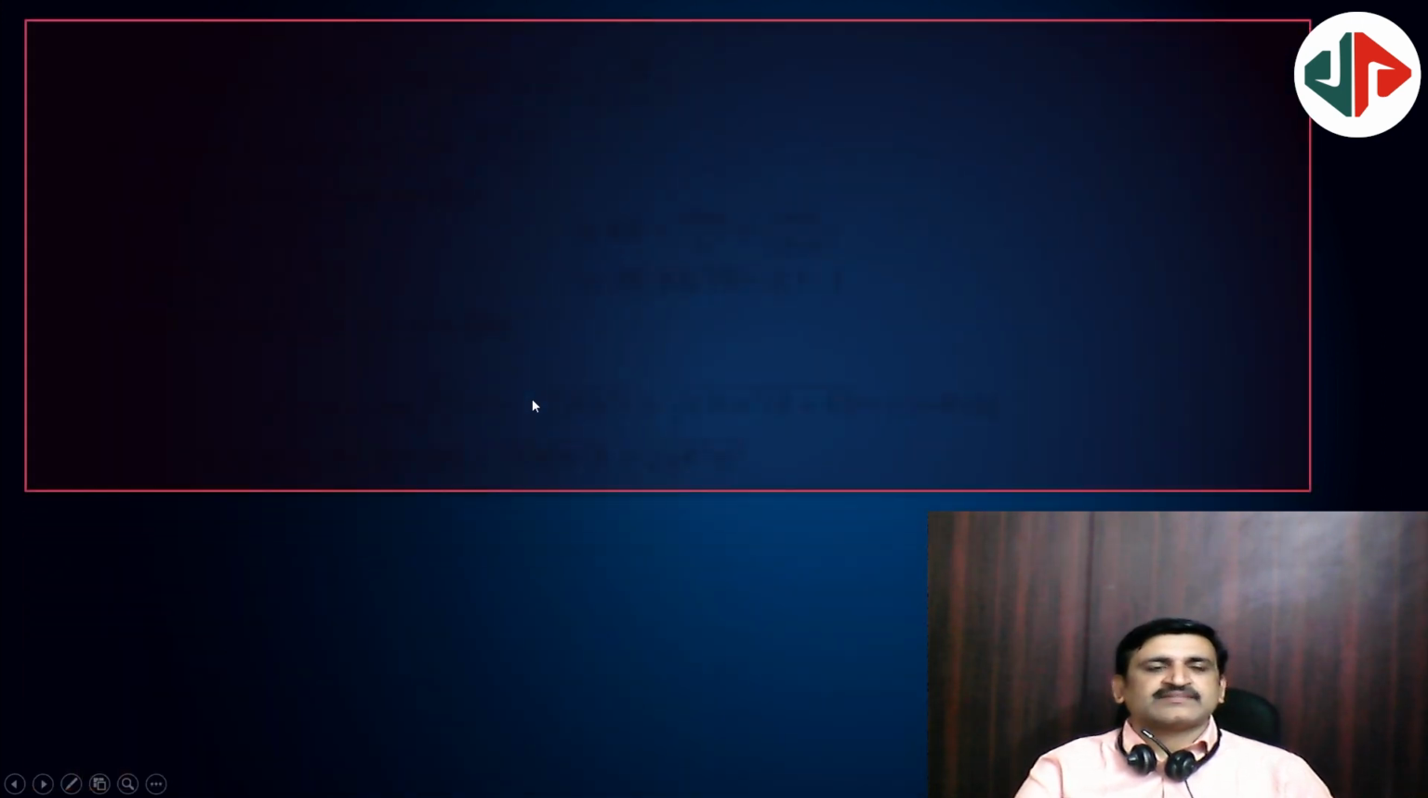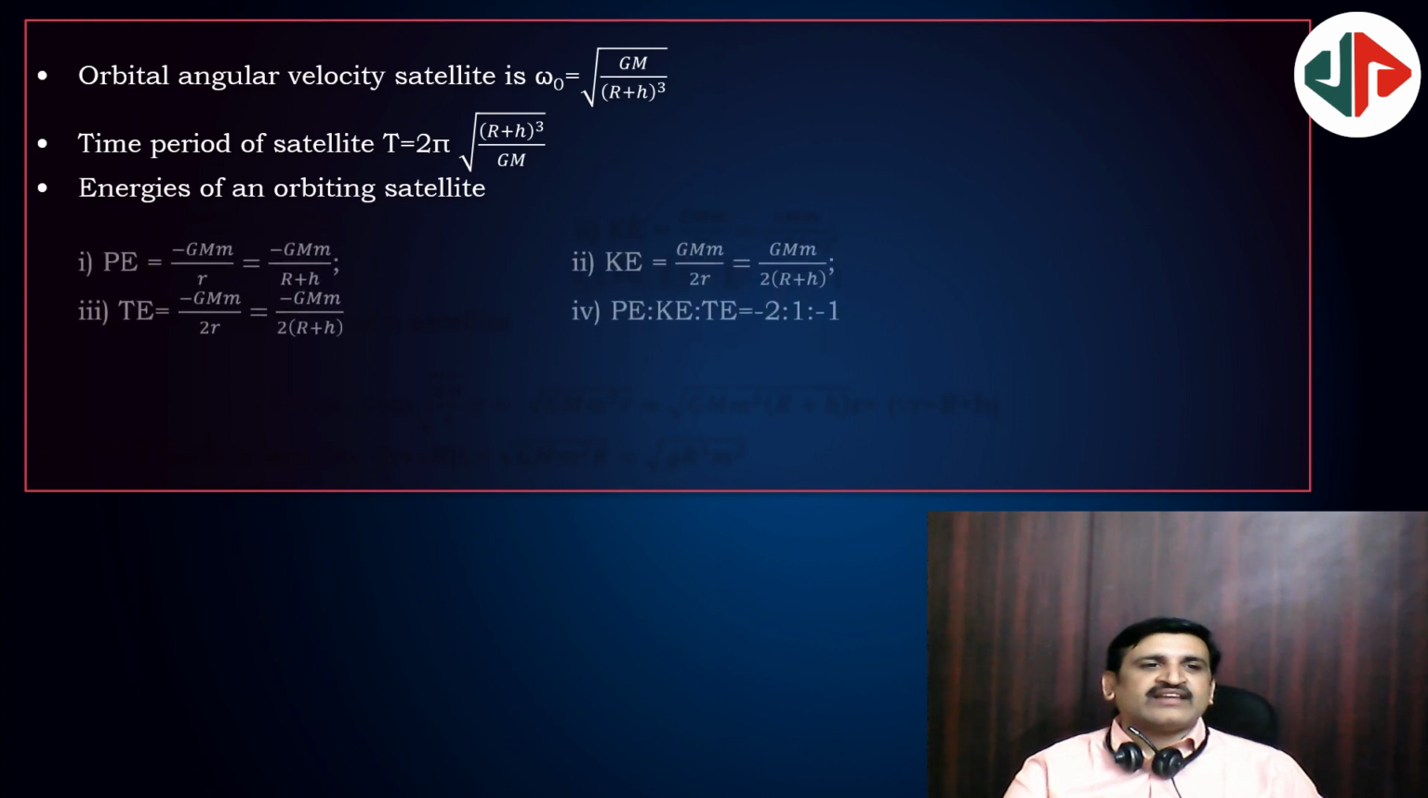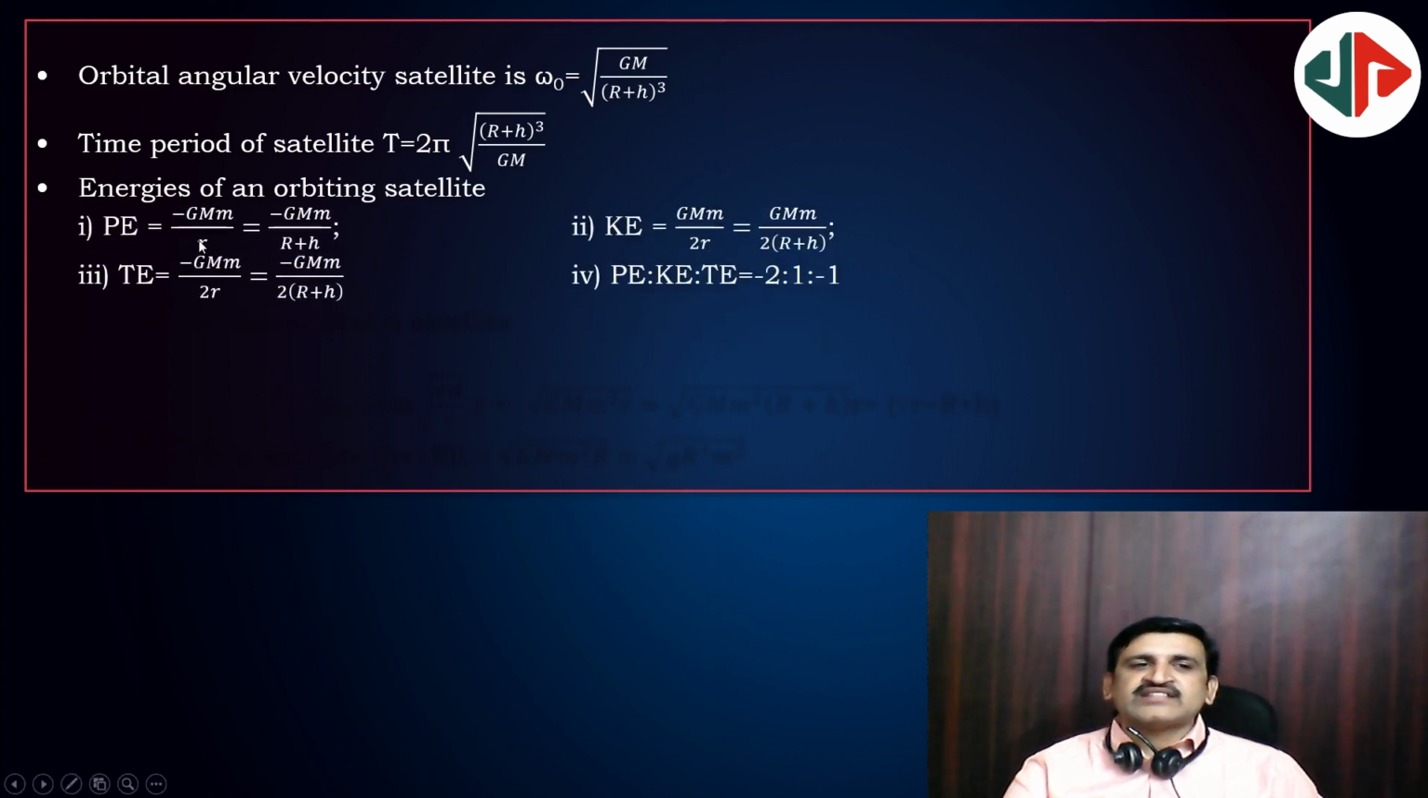Next, we are discussing the orbital velocity of a satellite. Angular velocity is the square root of GM by (r plus h) whole cube. This is angular velocity. So the time period is 2 pi root (r plus h) cube by GM for that particular orbiting satellite. Then the energies: potential energy is minus GMm by r, kinetic energy is GMm by 2r. Kinetic energy is never negative, it's always positive because of mv square. Total energy is minus GMm by 2r.